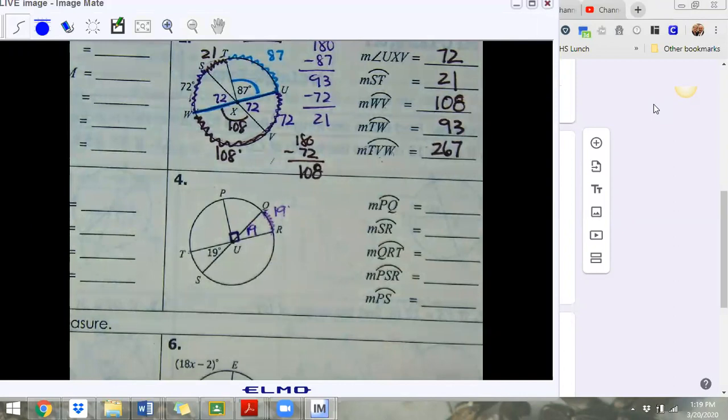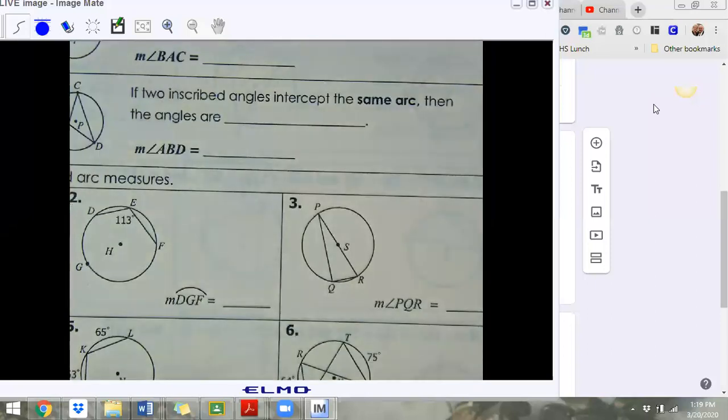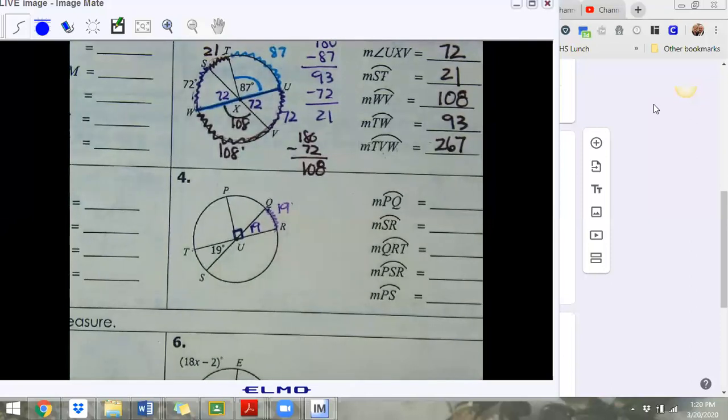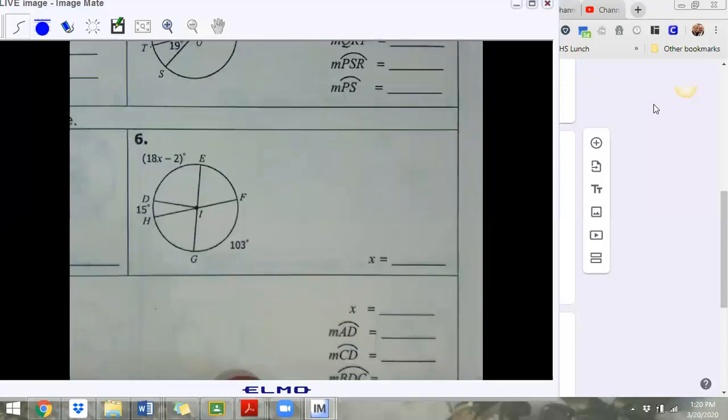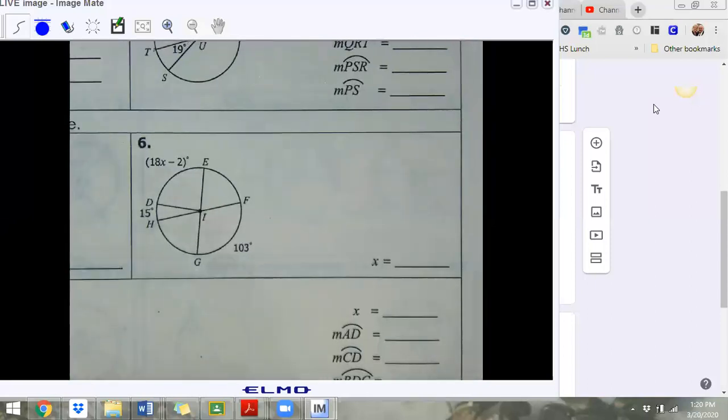Let's look at problem number 6. Problem number 6. On the same page? Yep. Okay. So hopefully everybody is unmuted.